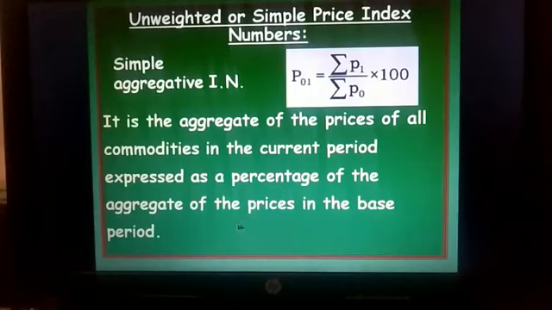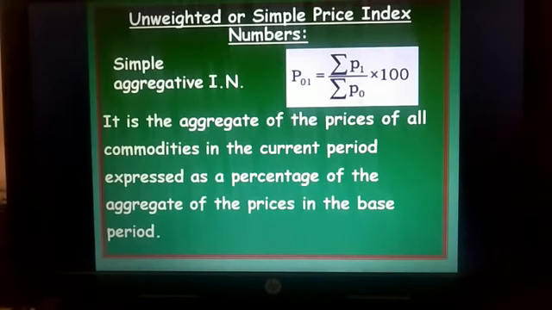So once again I am asking you to observe properly. It is the simple aggregative index number. That's why W is not there, and only the summation is present. P1 by P0 is the common factor everywhere. In the formulae to come in future in the chapter, we will have the same ratio as P1 divided by P0 initially.